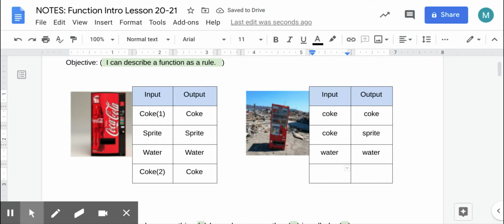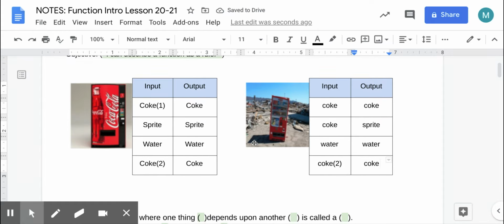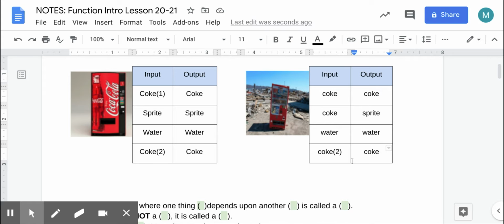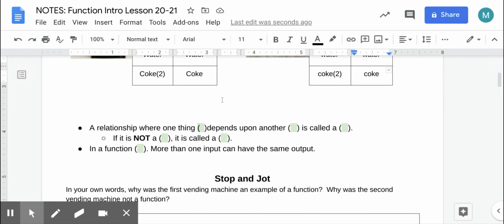Fourth person goes up, hits the Coke number 2 button, and this time gets a Coke. Oops. Oh my goodness. All right. Is it safe to say that there's something wrong with this pop machine? Probably is, because I hit the Coke button and I got two different answers. So let's come down here.